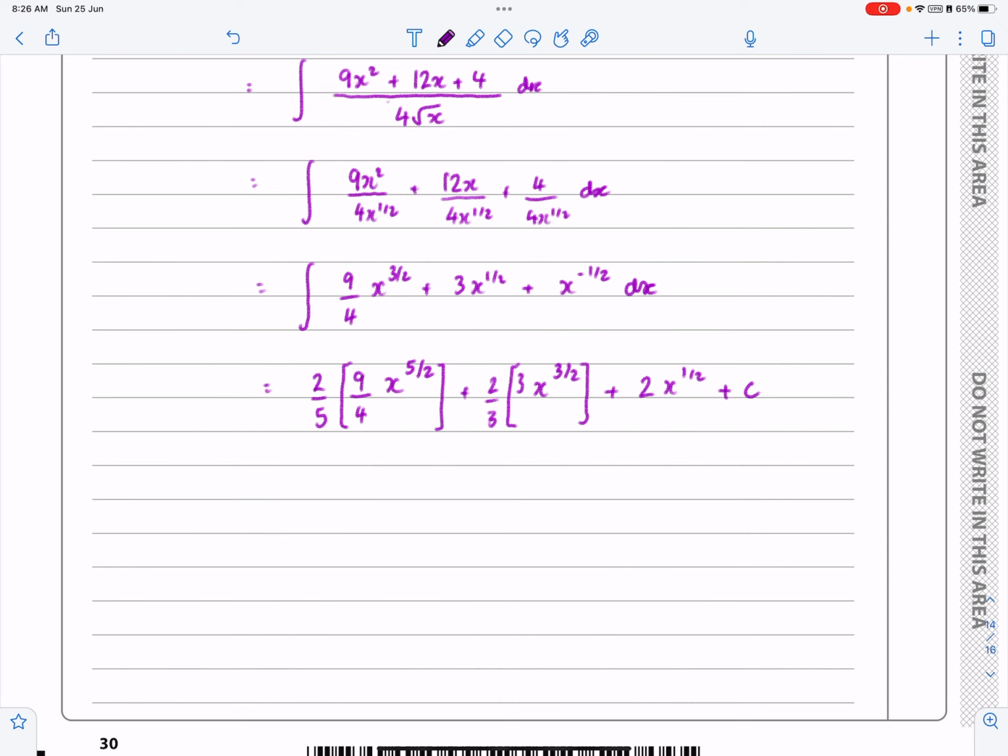And then we just tidy this all up. So tidying this up, that's 9 over 10, x to the 5 over 2, plus 2x to the 3 over 2, plus 2x to the half, plus c. And there's nothing else actually to do with this one. Just make it nice and clear what these numbers are when we're going through and doing it.